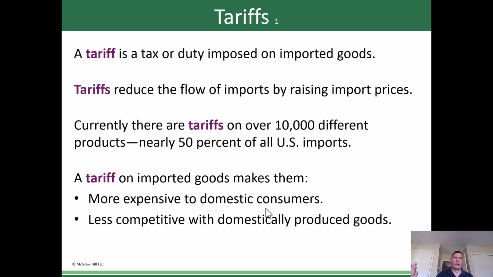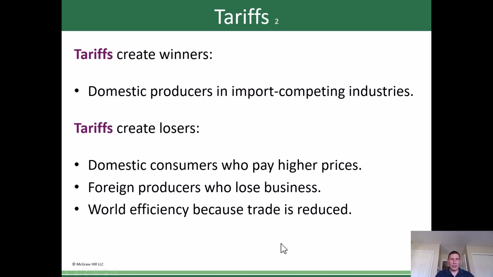So it kind of gives the companies and the workers here in the US a helping hand, because it's making them more competitive. Tariffs can create winners. In this case, the winners would be the domestic producers in import-competing industries. Think about the US steel workers in the example I just gave you. They're now more competitive against their Canadian counterparts. So thus you could say they're the winners, if you will.